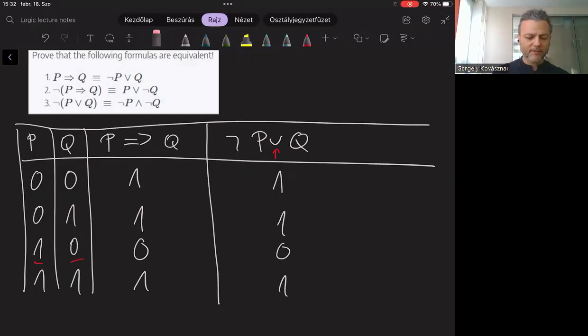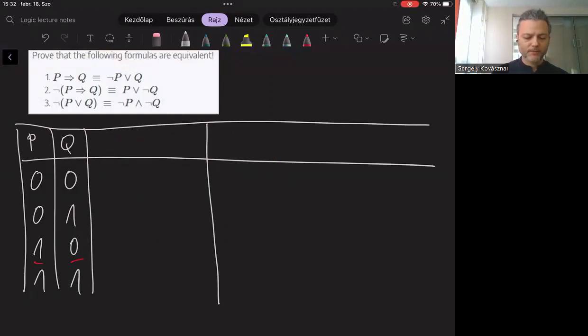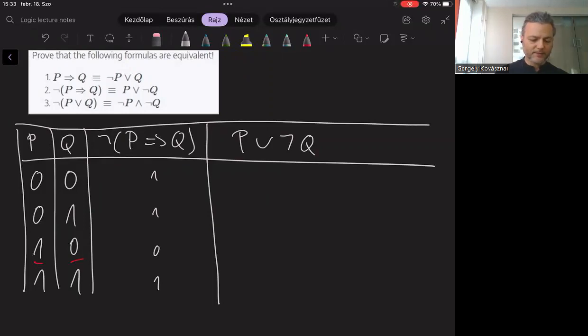Let's keep going. So let's evaluate the second pair of formulas, where the first one is not P implies Q. The second one is P or not Q. Well, I just erased the evaluation of P implies Q, but of course I do remember, and this is what we need to negate. So 0, 0, 1, 0. Then let's evaluate the other formula, P or not Q. Since P is 0 here, not Q is 1 here, the disjunction becomes 1.